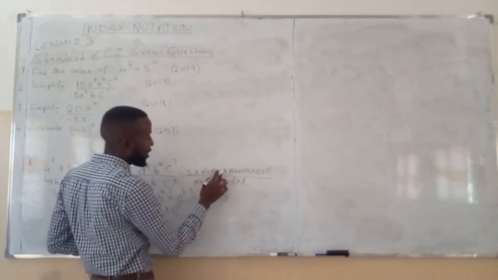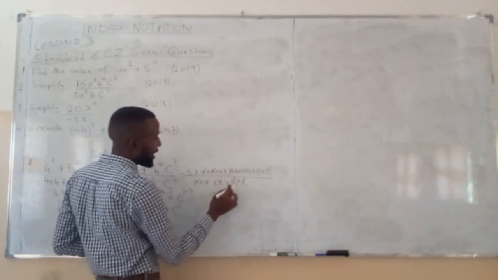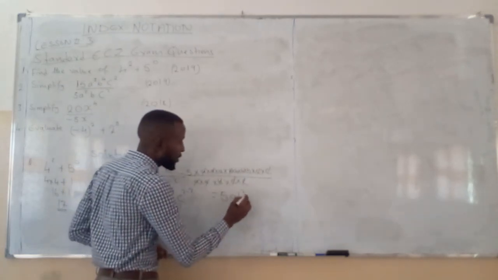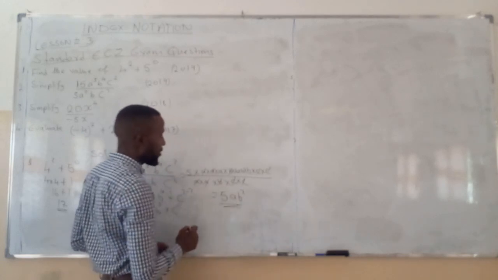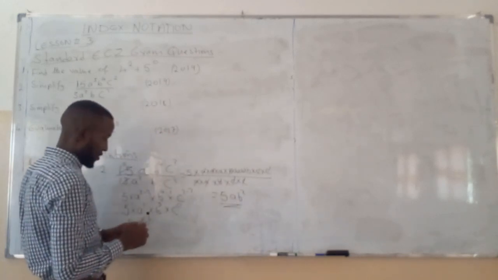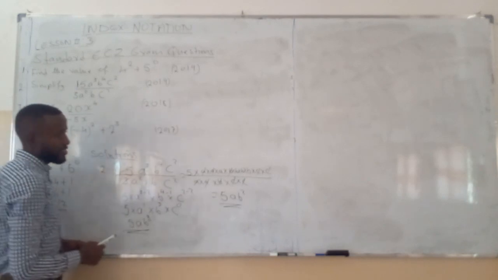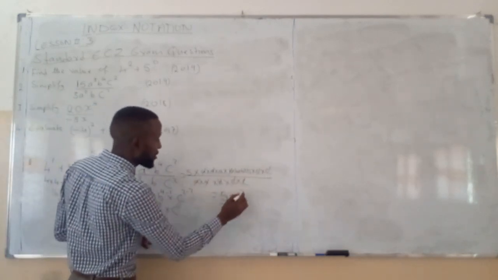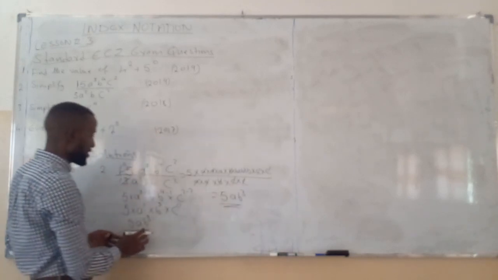So in this scenario, my answer will just be 5. How many a's are here? We have 1 a there, we write a. What is b times b? B times b is b squared. And that will be the final answer. You see that? This answer and this answer is the same, 5ab squared.